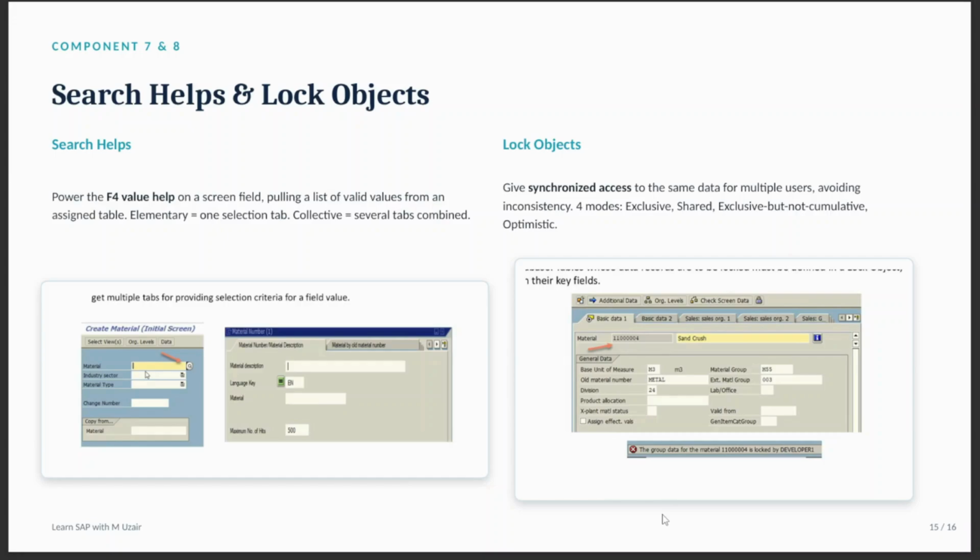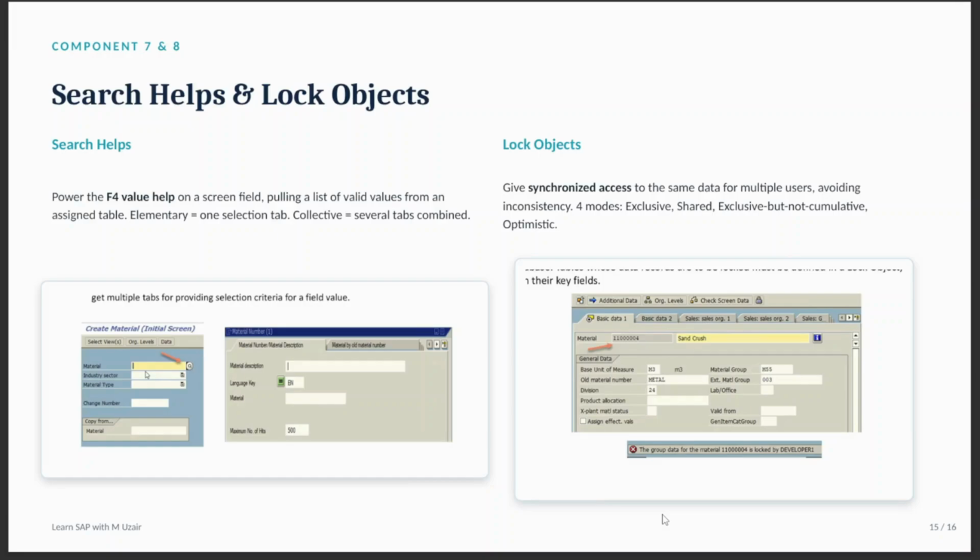Next and last things, search helps and lock objects. Last two components for today. Search helps power that little drop down you get when you press the F4 key on a field. SAP calls it input help. An elementary search help gives you a single selection tab, while a collective search help combines several elementary ones into multiple tabs. So here we are discussing different types.